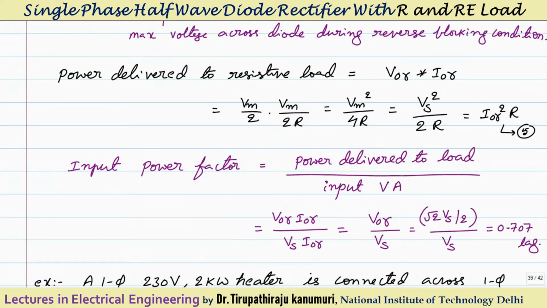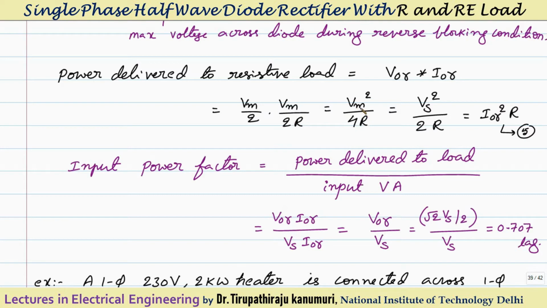Now power delivered to the resistive load. Power delivered, for the case of a resistor, is simply the product of RMS value of voltage multiplied by RMS value of current, or we know that it is equal to I square into R, where I is the RMS value of current. Same thing I have derived here. If you take VOR multiplied by IOR, VOR is V maximum by 2 and IOR is V maximum by 2R. We have already calculated this. So this will be equal to V maximum square by 4R.